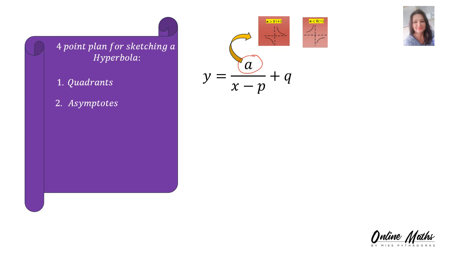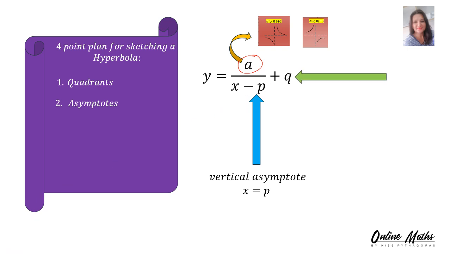The next thing you will have to decide on will be the asymptotes. Where do you find them? It's P's value. That one you call the vertical asymptote, and you will say x minus p is 0, therefore x is equal to p. Your horizontal asymptote will be y is equal to the q value.